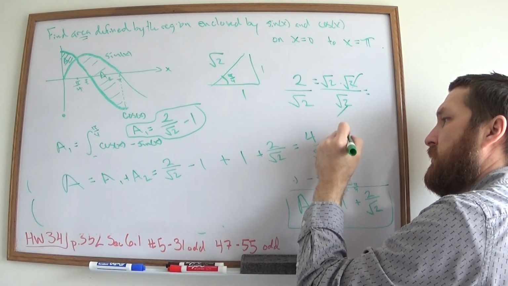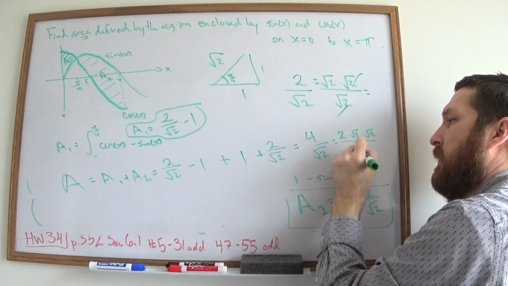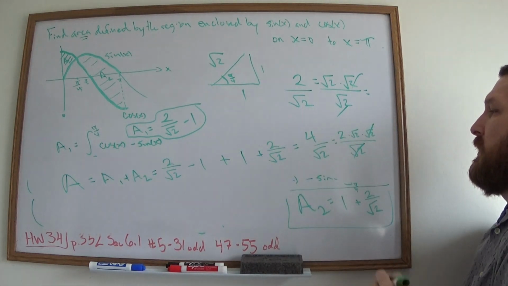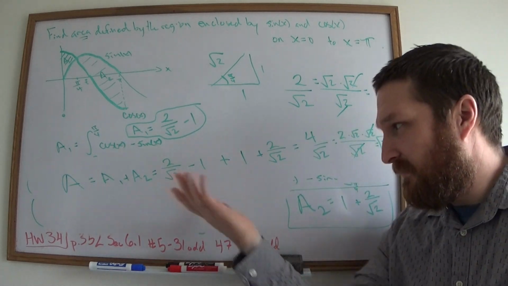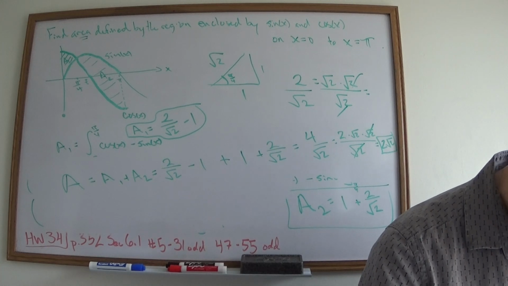Let's just see. 2 times root 2 times root 2. Is that 4? Yes, that's 4. And so, yep, 2 root 2. And I think that's what I got. And we could have made that simpler at the beginning. Whatever, who cares? Yes, that's what I got.